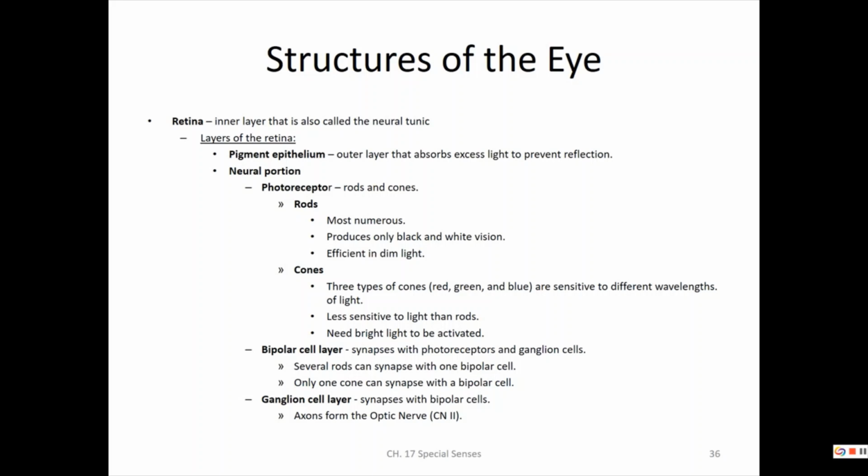Now, C for cone, C for color. They do color. They see color. They see red, green, and blue. So they do the colors. There are 3 types of cones. Cones do colors, red, green, and blue. So they're different wavelengths, and they are less sensitive. That means it takes more light to activate them, so they need bright light. This is why it's got to be bright for you to be able to discern different colors.